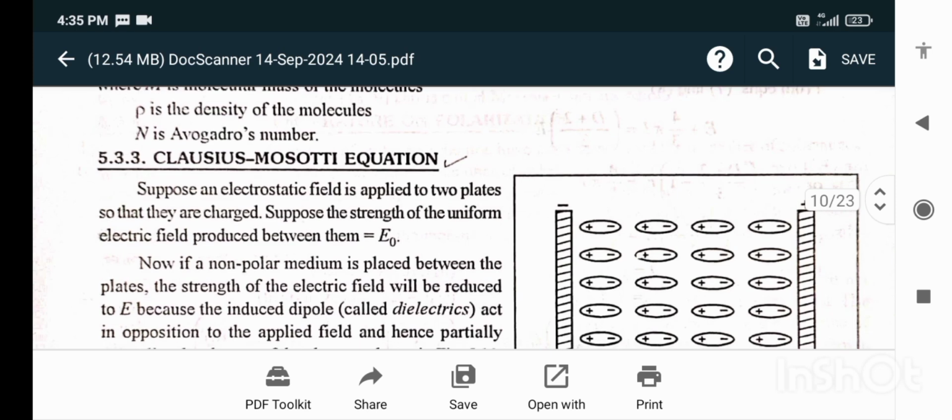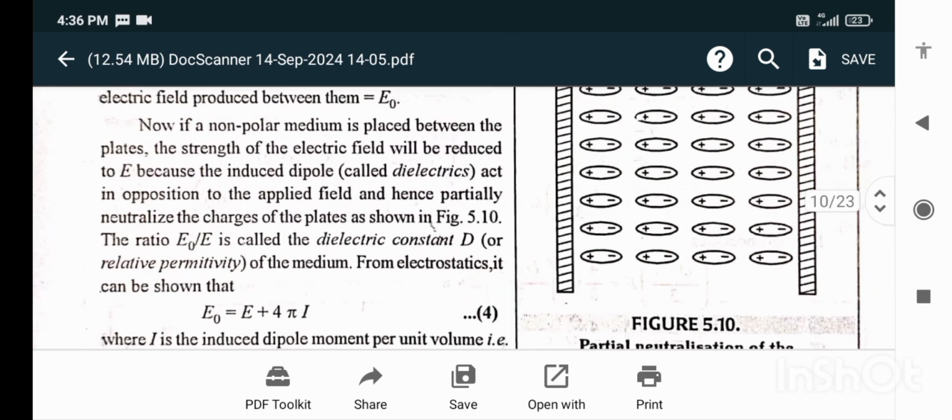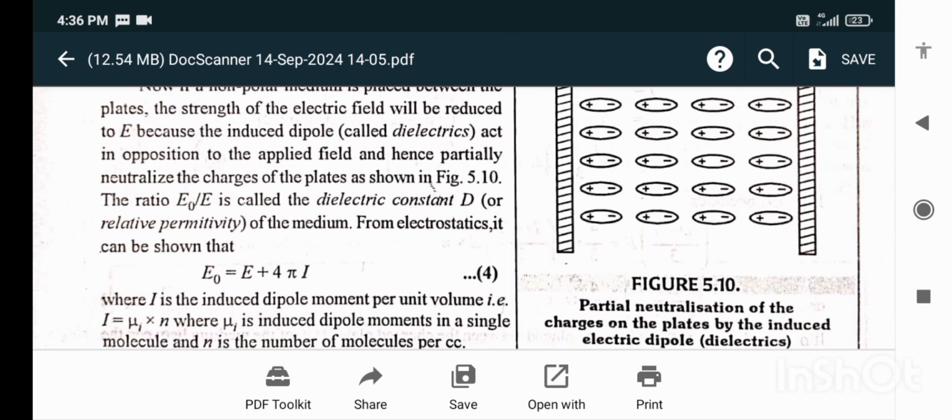Clausius-Mossotti equation. Suppose an electrostatic field is applied to two plates so that they are charged. Suppose the strength of the uniform electric field produced between them is equal to E naught. Now, if a non-polar medium is placed between the plates, the strength of the electric field will be reduced to E, because the induced dipoles of the dielectric act in opposition to the applied field and hence partially neutralize the charge of the plates. The ratio E naught by E is called the dielectric constant D, or relative permittivity of the medium.